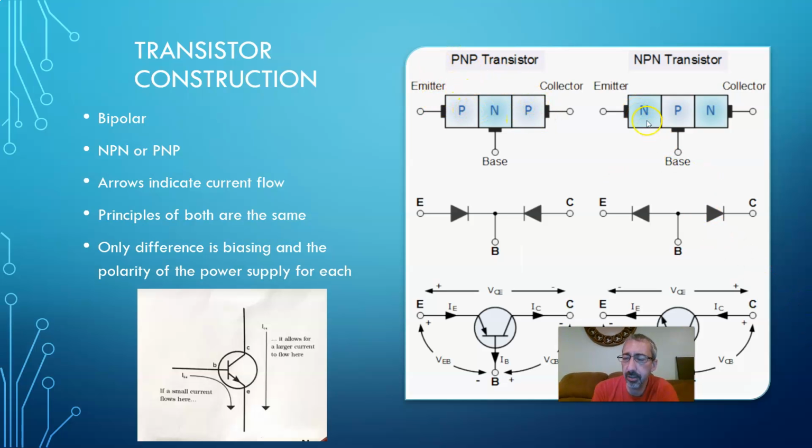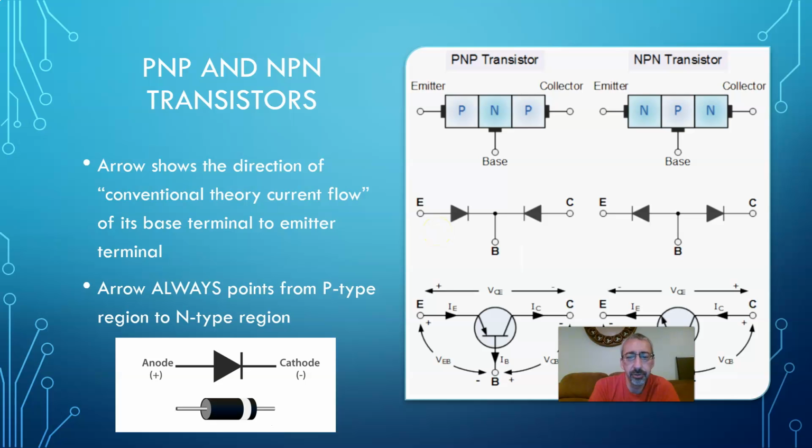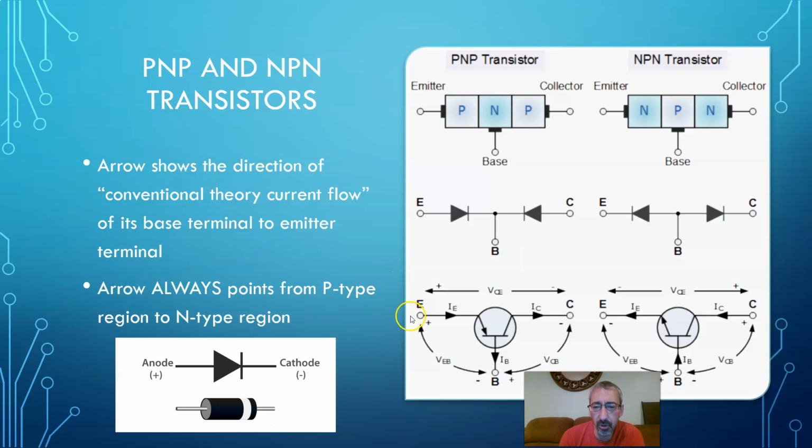And same thing here. The arrows show the direction of the conventional theory of current flow, from base terminal to emitter terminal. Okay? So we are flowing from a positive to a negative. Our current flow goes through. This is the negative side. This is the positive side. It's moving this way. It also comes down to here. So this causes this to go.